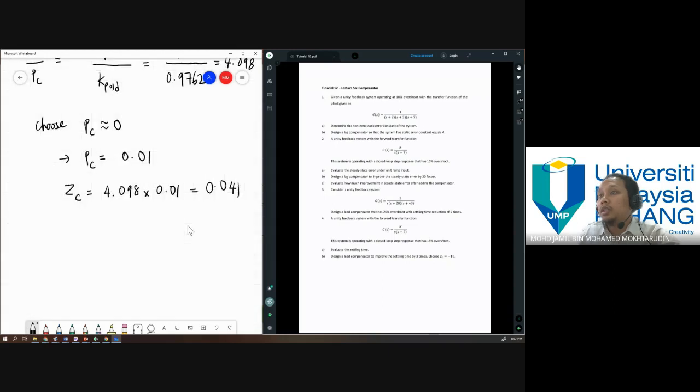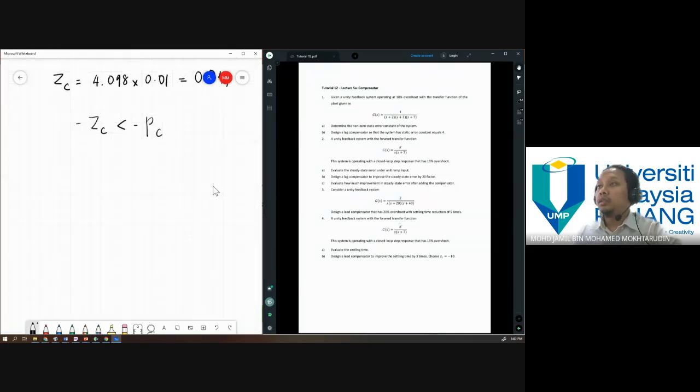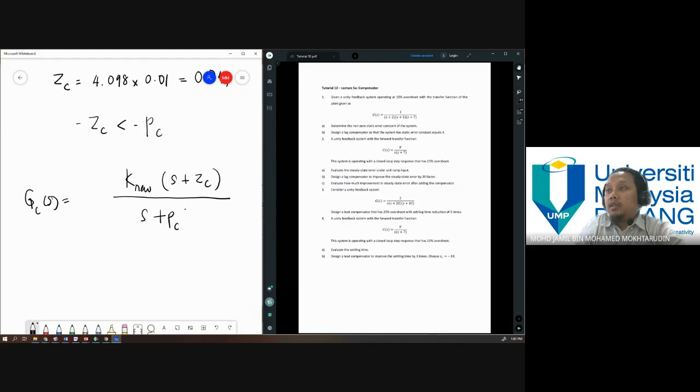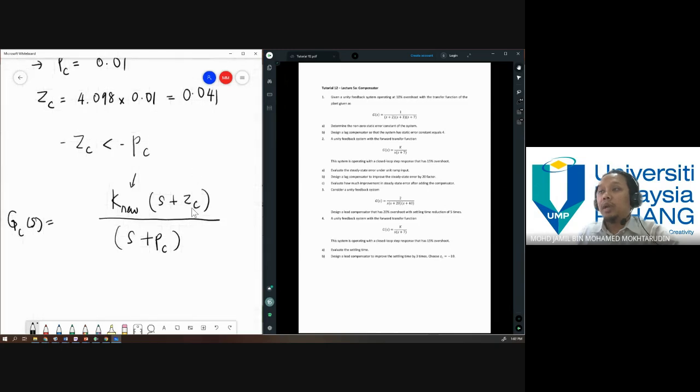Okay, so you can validate. For a lag compensator, ZC must be less than PC, or more negative, okay? So here, ZC is 0.041. If negative, it is more negative than PC. Okay, so correct. Your ZC and PC are within the range given. Okay, so your compensator, let's say compensator GC of S, will have K, S plus ZC over S plus PC. Okay, so as I said just now, you cannot find K, because to find K, you need to use the long calculation from before or use MATLAB. Okay, so this is your lag compensator transfer function.